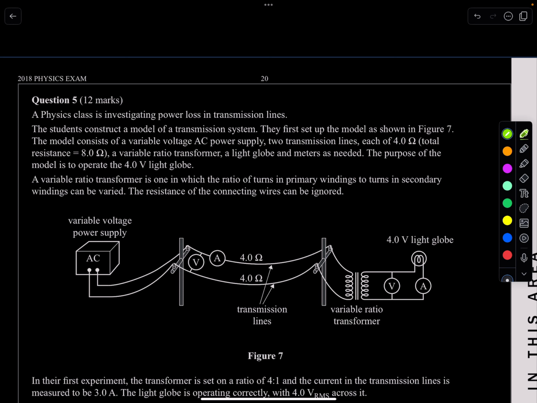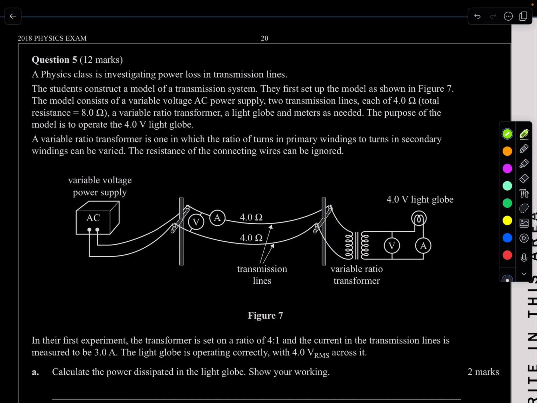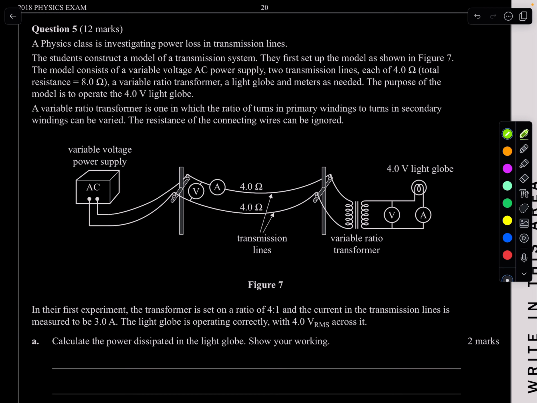A physics class investigated the power loss in a transmission line. A student constructs a model of a transmission system that they first set up as shown in figure 7. The model consists of a variable voltage AC power supply, 2 transmission lines each with 4 ohms, so the total resistance is 8 ohms, a variable ratio transformer, a light globe, and meters. The purpose of this model is to operate a 4 volt light globe. A variable ratio transformer is one in which the ratio of the turns in the primary winding to the turns in the secondary winding can be varied. The resistance of the connecting wires can be ignored.